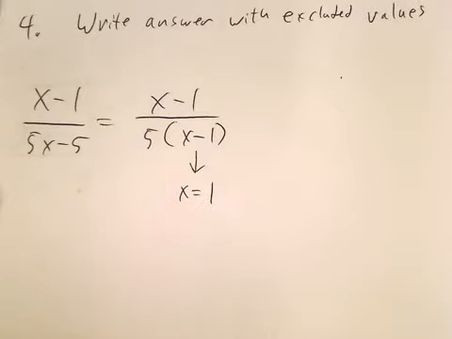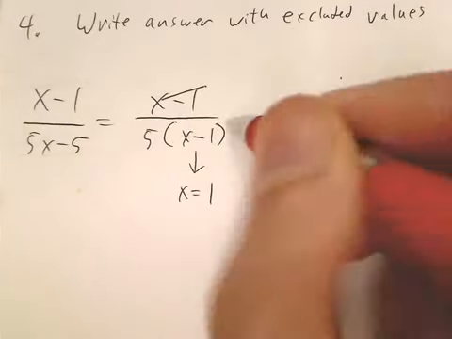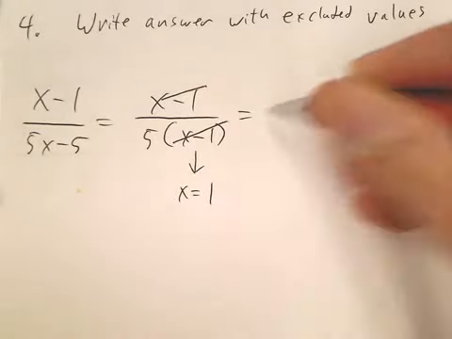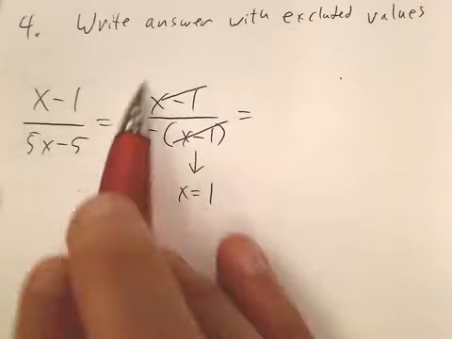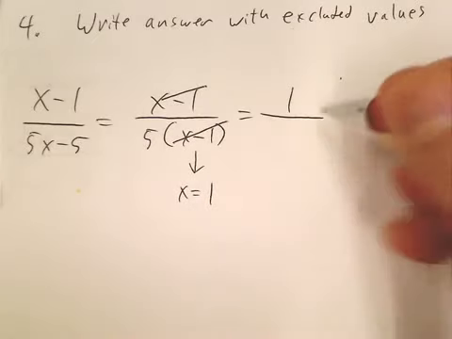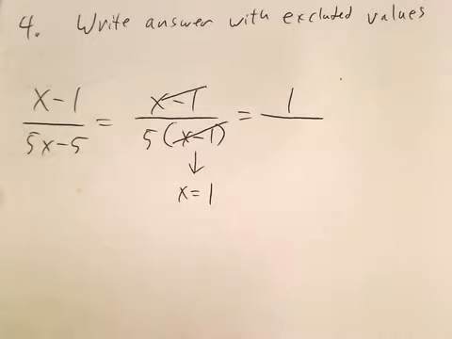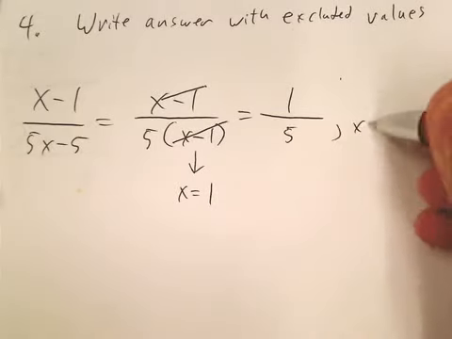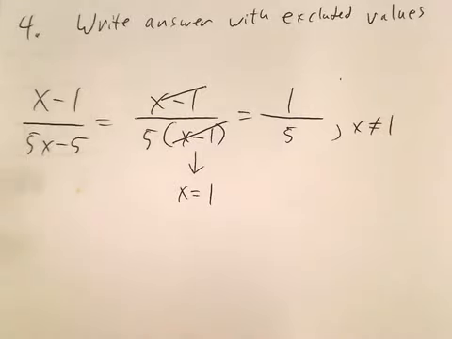Step 3, cancel the common factors. These two are in common, cancel them out. Step 4, write your answer with the excluded values. So my answer, everything in the numerator canceled out. It's important that you put a 1 there. Anything divided by itself is 1, so that's why that goes there. 1 over 5, and also include your excluded value. X cannot equal 1.